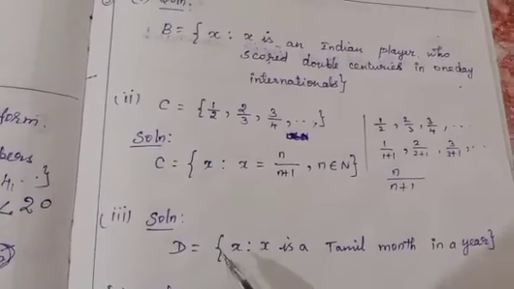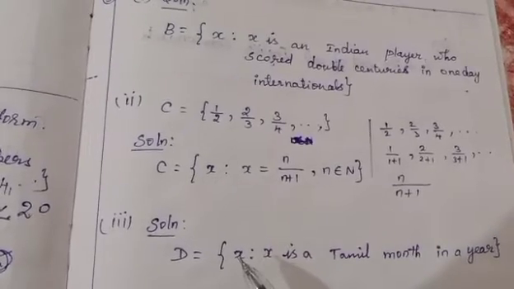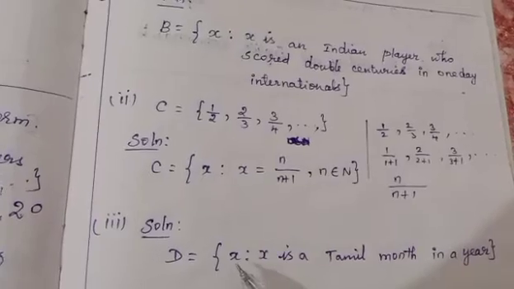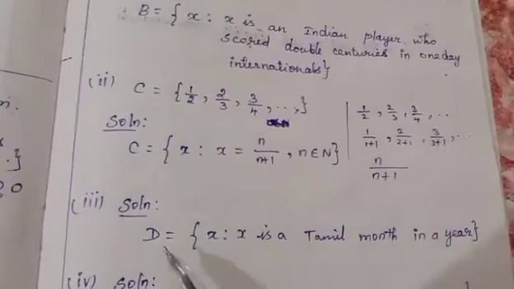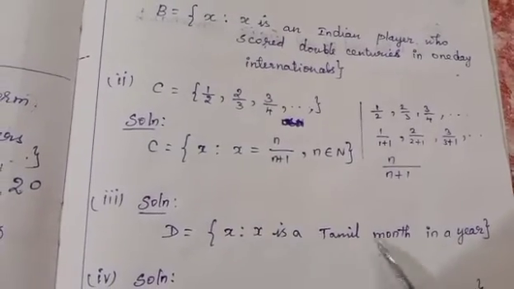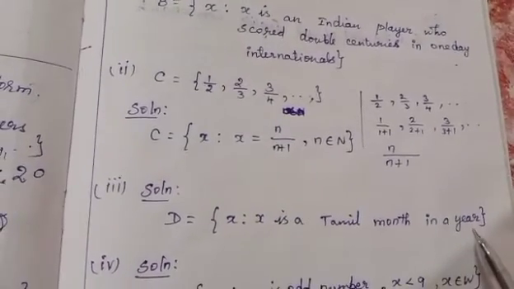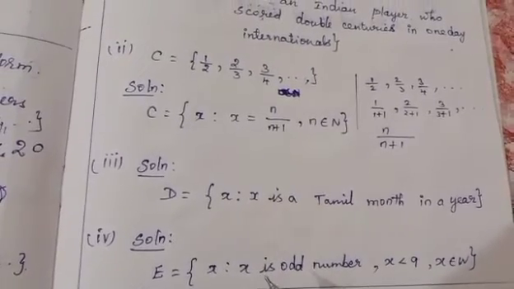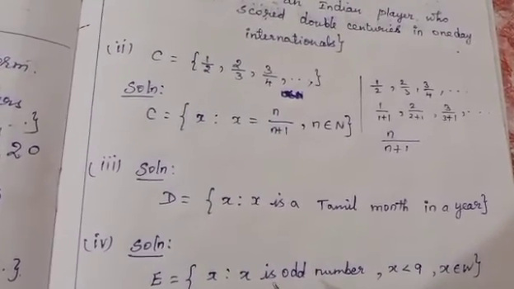Next, third question given, the set of all Tamil months in a year. It is a descriptive form, the set of all Tamil months in a year. So that is D is equal to the set of all x such that x is a Tamil month in a year. Fourth question, E is equal to the set of all odd whole numbers less than 9.